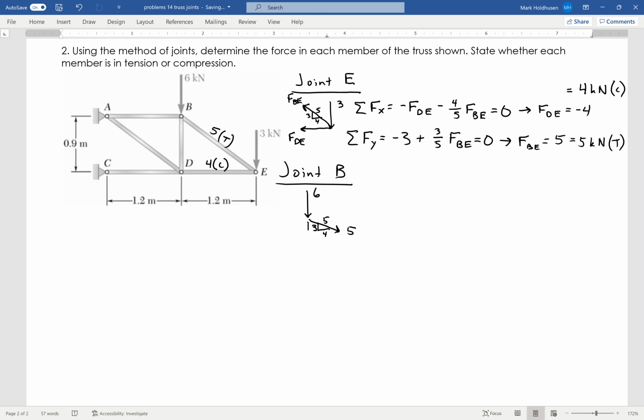Then I'll assume this guy's in tension. If I'm wrong, I get a negative answer, make it compression. And I'll assume AB is also in tension. So again, those are out from the joint. They're pulling on the joint because I'm assuming they're in tension. Again, wrong answer just flips that around. So now sum of my forces in the x and y, set them equal to 0. In the x direction, I've got the negative FAB, and I've got the positive 4/5 times 5 from that 5 tension BE member there. Set that equal to 0. And from this, I can find that FAB equals 4.